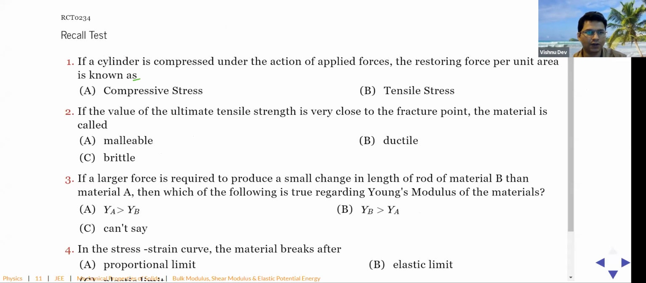Very good, Smarnika. Very good, Pragna. Very good, Suktika. Easy, right? Correct. First one, easy. Correct, compressive stress. Very good. Next, second one.